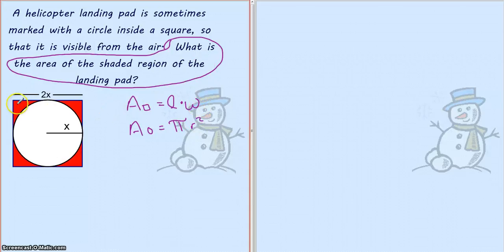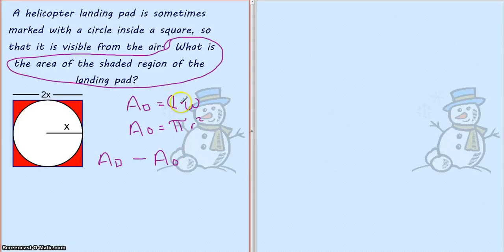Okay, in order to find the area of just the red part, it's not like you can take each of these little corner shapes and find the area separately. You actually have to find the area of the whole entire square and then subtract the area of the circle in order to find just these little corners that we need. So what we have to do is find the area of the square and subtract the area of the circle.